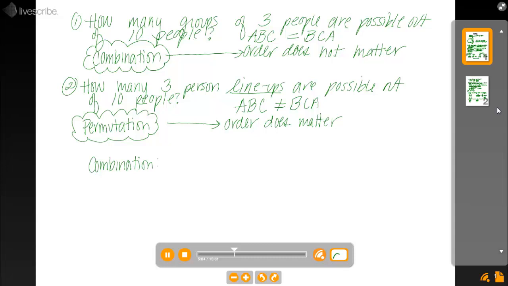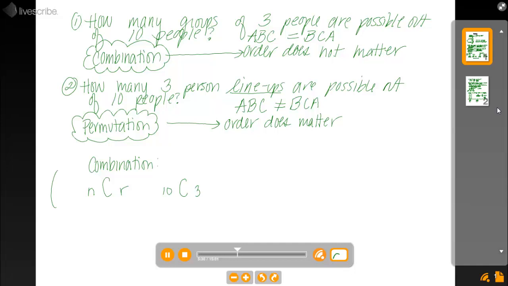If you're choosing r things out of n things, the way you would write that is nCr. Notice the C is big. It's in the middle, and the n and the r are kind of the same size, and that's just a notation thing. So in this case, we have 10 people, and we're choosing 3 of them at a time. That's how we would write that.